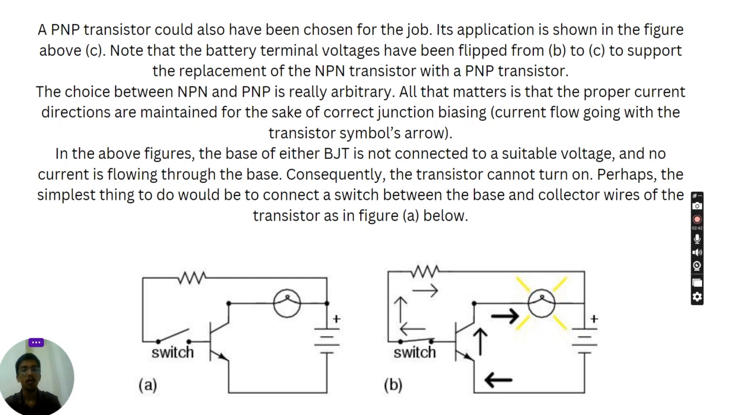In the above figures, the base of either BJT is not connected to a suitable voltage and no current is flowing through the base. Consequently, the transistor cannot turn on. Perhaps the simplest thing to do would be to connect a switch between the base and collector wires of the transistor, as in figure A below.